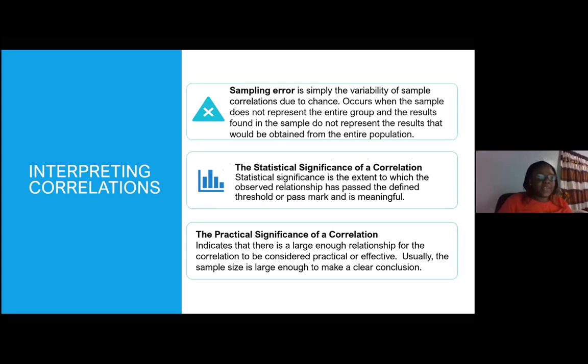Practical significance of a correlation refers to the magnitude of the effect. There can be no practical significance unless the relationship is also statistically significant. If the sample is large enough, a small correlation can be considered justifiable in the case of practical significance.